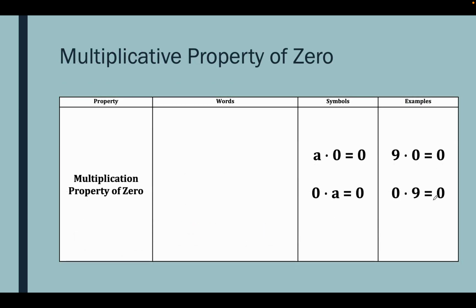The multiplication property of 0 very simply states that when you multiply something by 0, it equals 0.